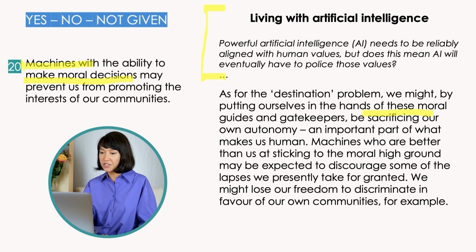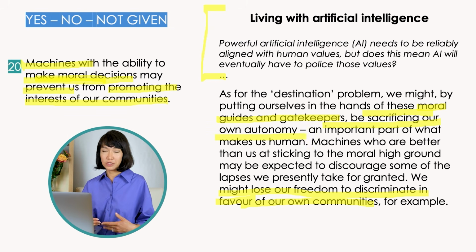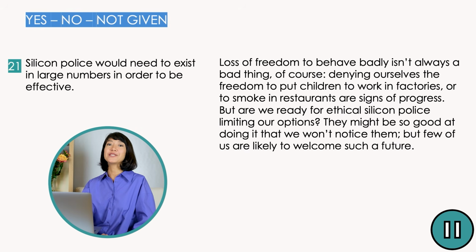So making moral decisions, and here we can read moral guides and gatekeepers. And in the end, we might lose our freedom to discriminate in favor of our own communities. So the machines may prevent us from promoting the interests of our communities. To discriminate in favor means to promote. So the answer is yes. Here is the next question. Pause the video now.